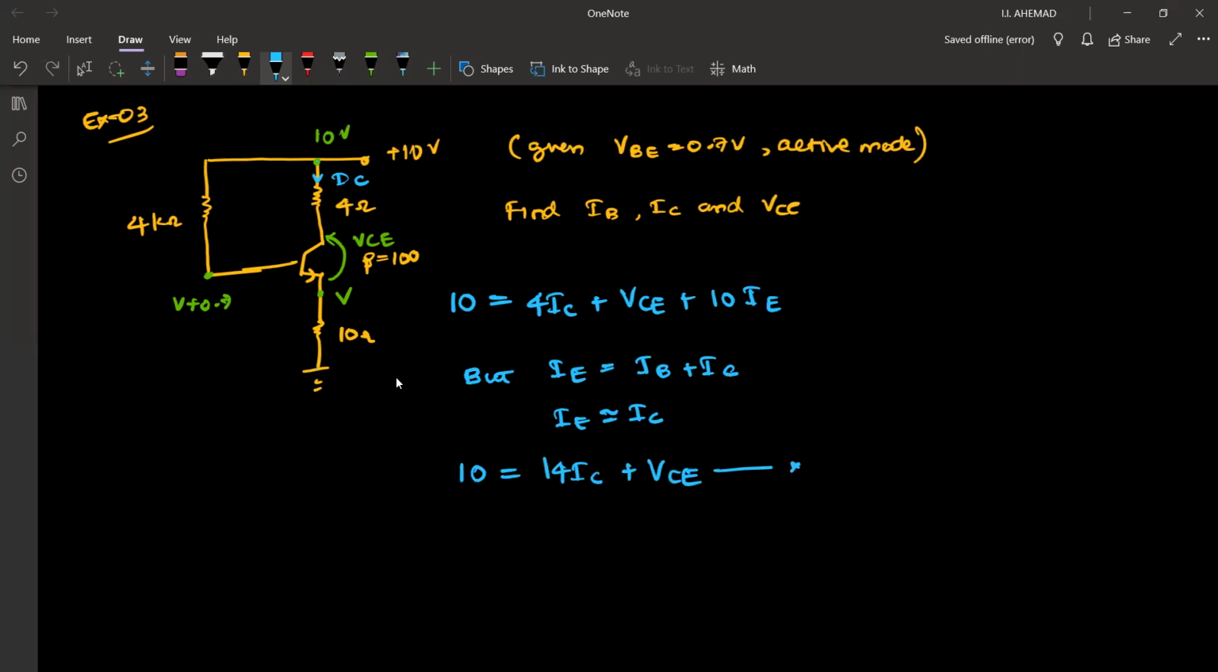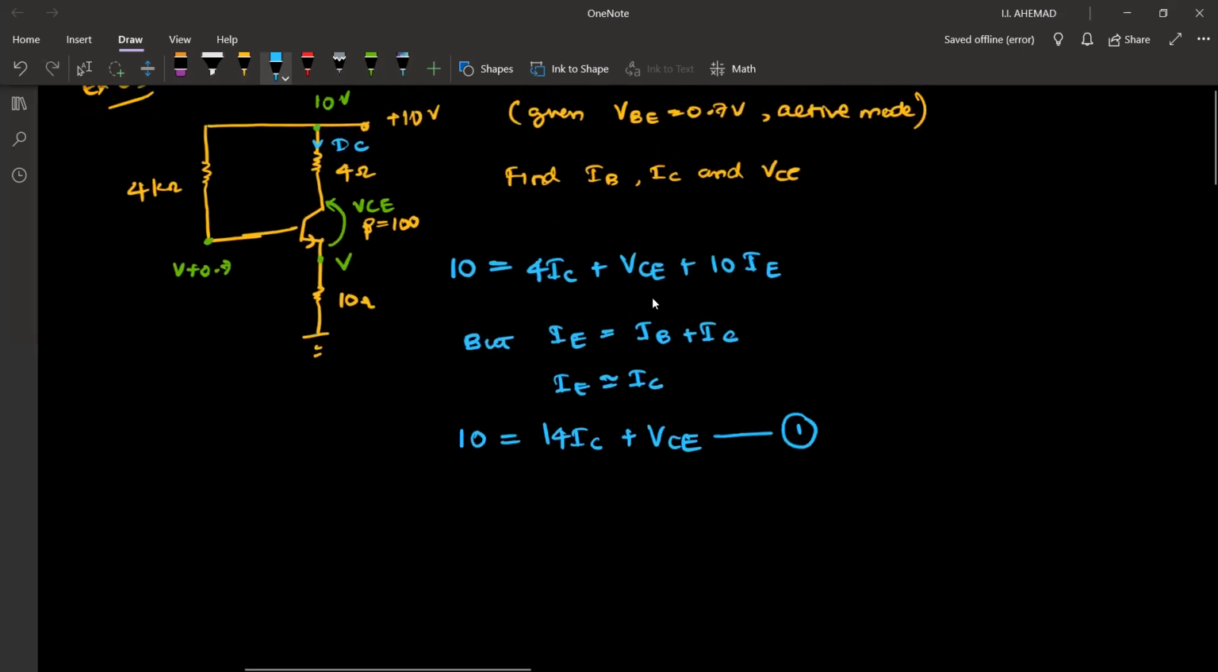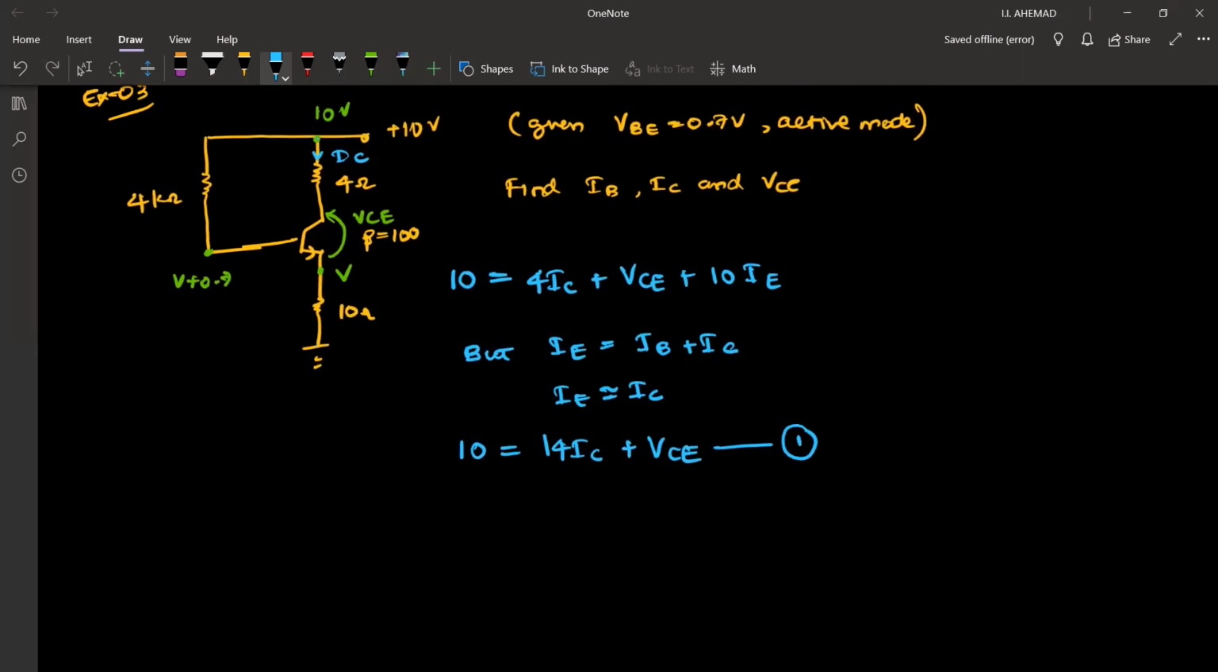Is that clear how I got this equation? We can make assumptions, okay? We have assumed that these two are almost equal. That's the interesting part about this electronic section. By taking a small assumption that these two are equal, we can easily simplify. And we can get another equation between IB and IC.